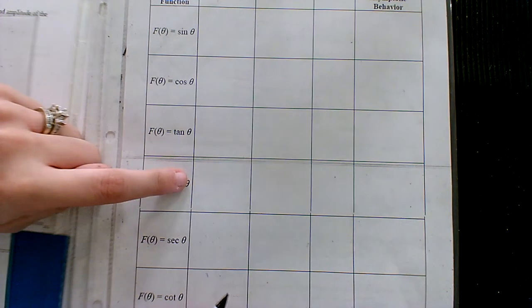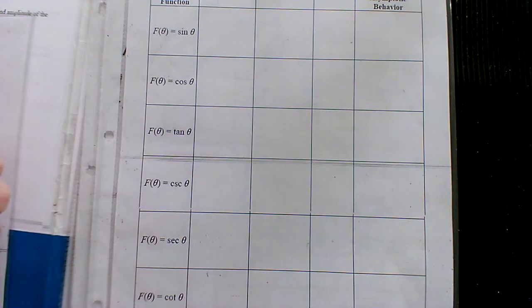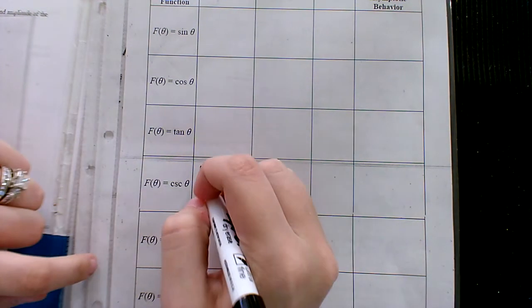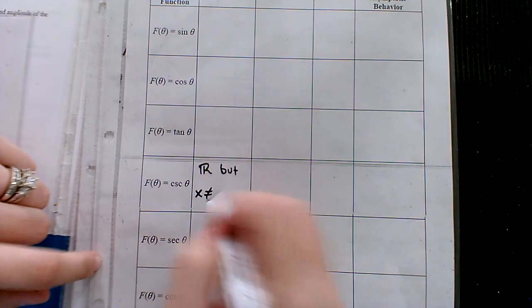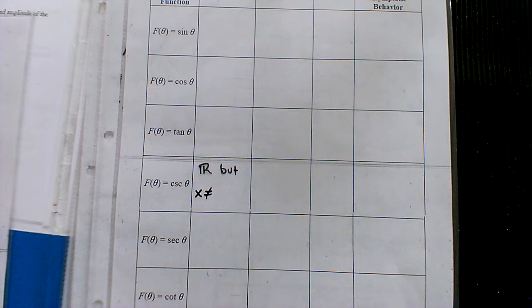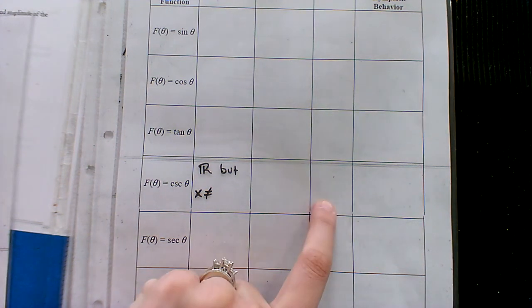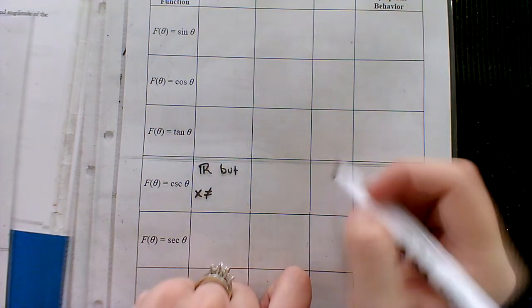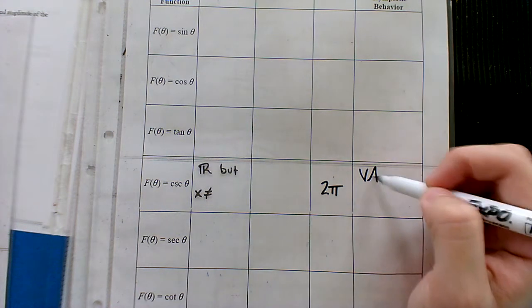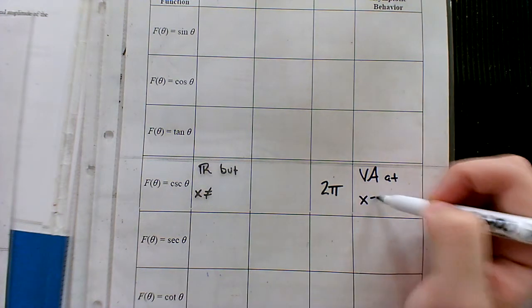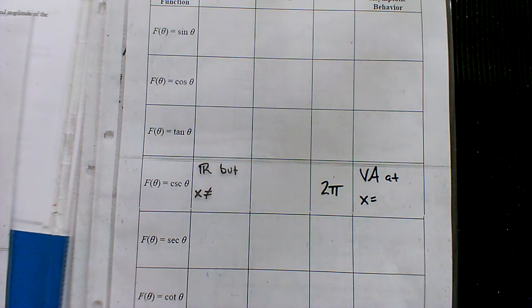Let's see, the domain is going to be a little tricky because we have asymptotes in there. That means we can be all real numbers, but x cannot equal certain values. We have to skip over those asymptotes. What was the period of our cosecant graph? How wide was our cycle? 2 pi. Good.